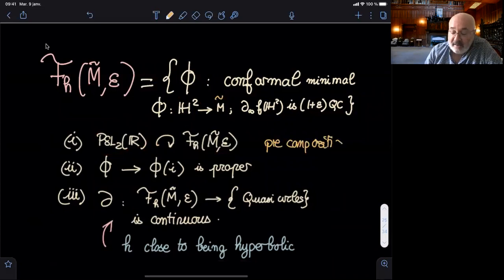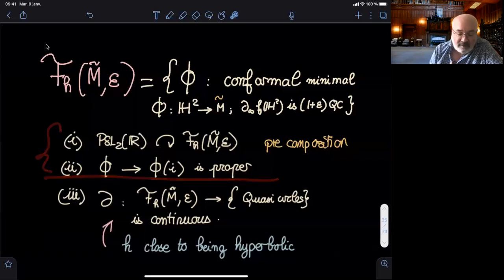You also have an evaluation map: to a map phi, you can consider phi of i. I should have said that H2 is the upper half plane, so i is a very specific point in the upper half plane. And this map is proper. This is not a trivial result. It uses the fact that in that context you can prove an a priori bound for the second fundamental form of the solution of Uhlenbeck's result. Sepi has some very nice explicit results about that. And actually this is not very specific to h being close to hyperbolic.